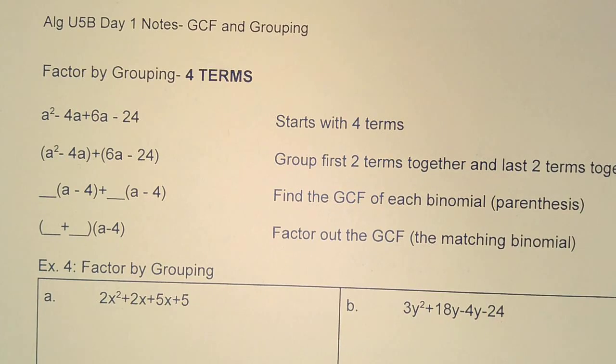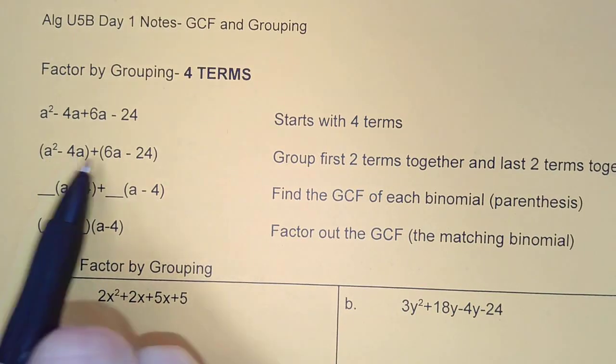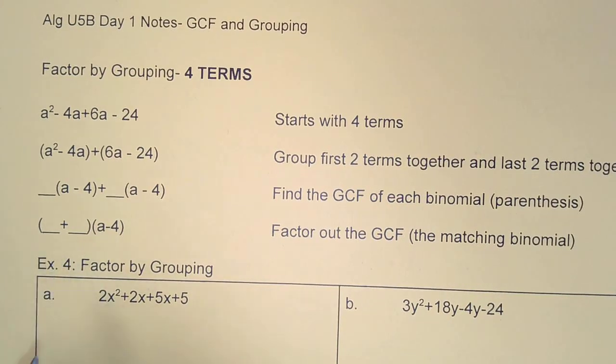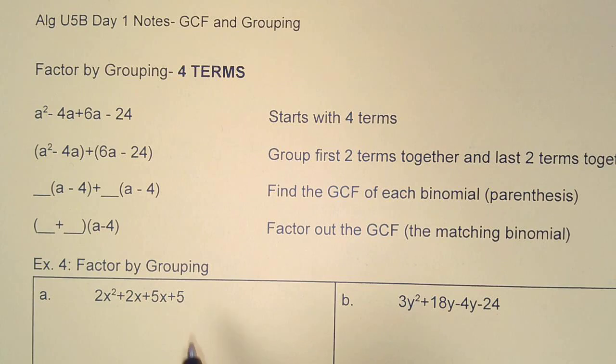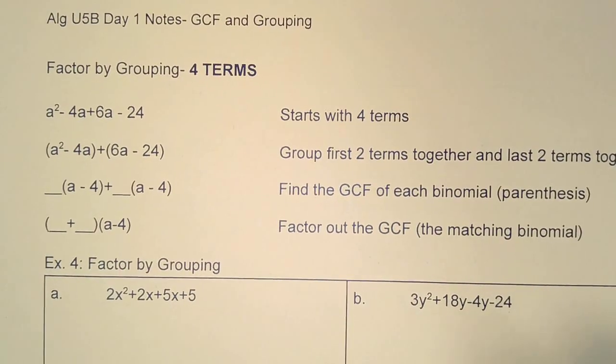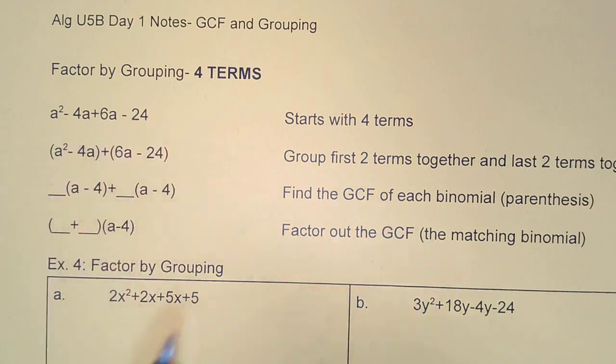Then our step 3 is to find the GCF of each binomial, so each set of parentheses. Then we're going to factor out the GCF, the matching binomial, and find our final answer. Our final answer will be written as 2 binomials multiplied together. So let's begin this top example here.